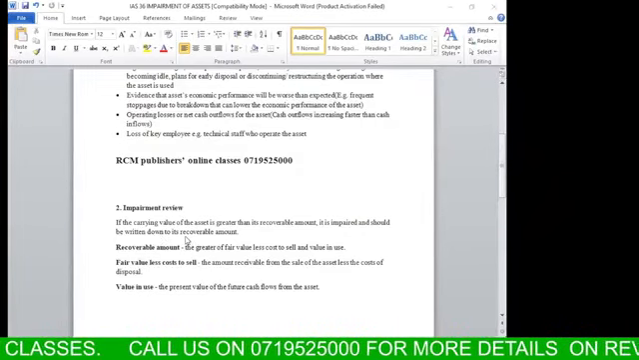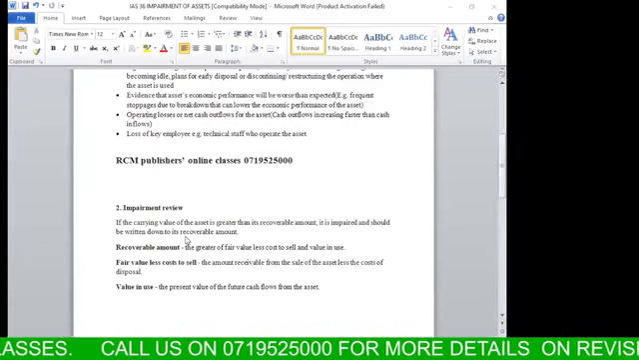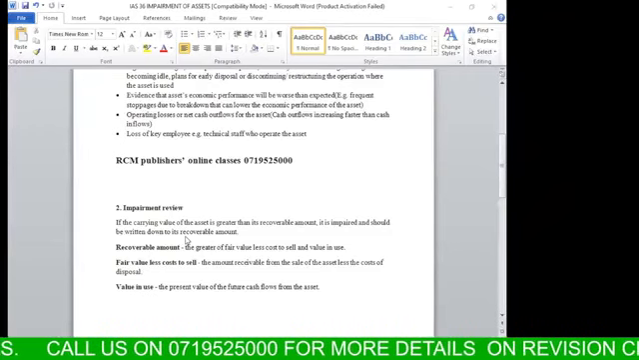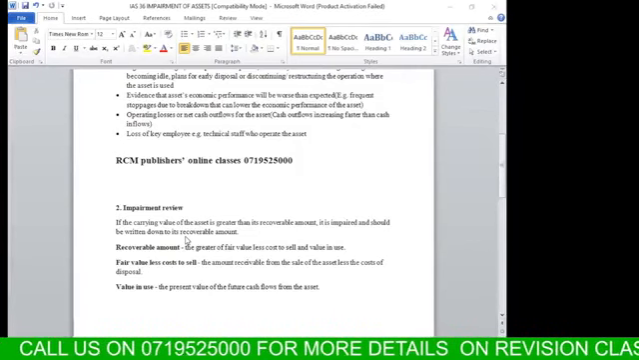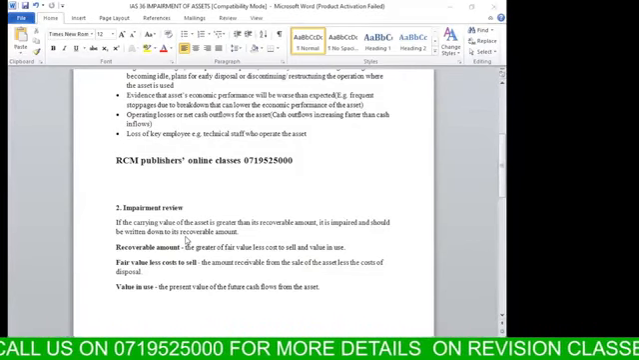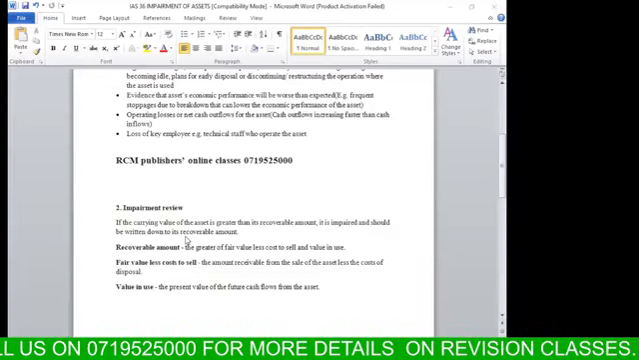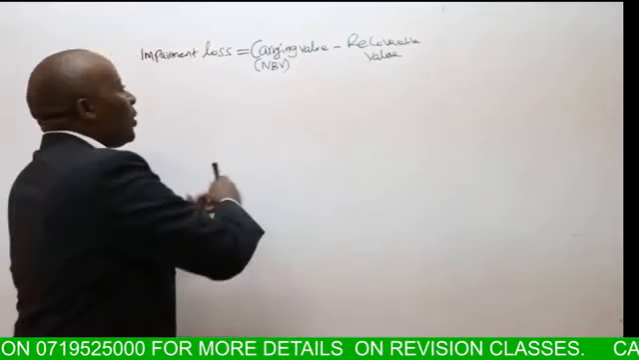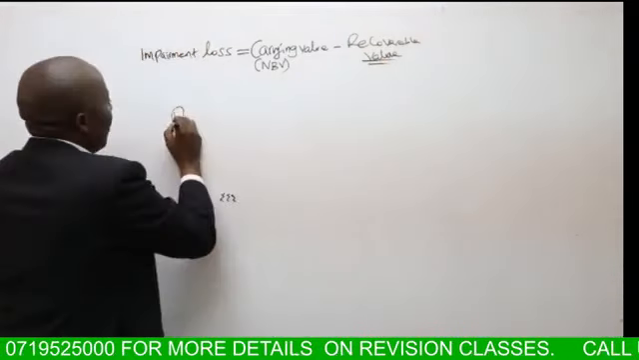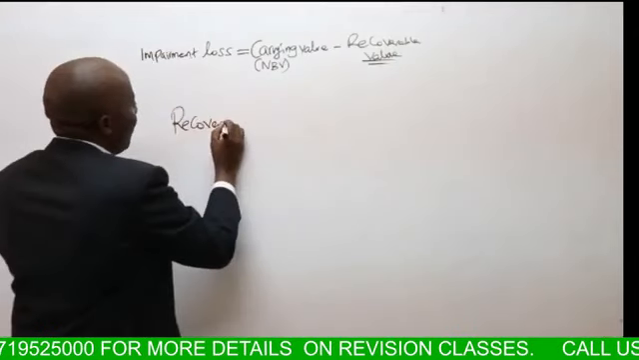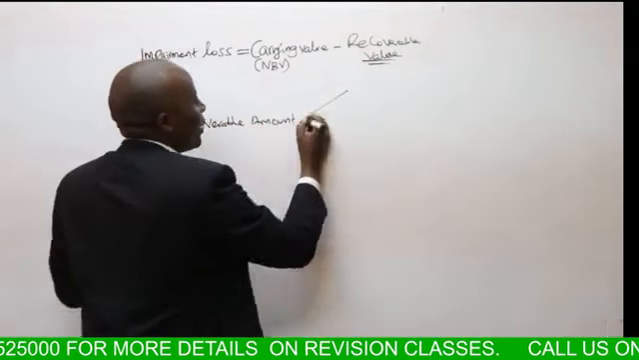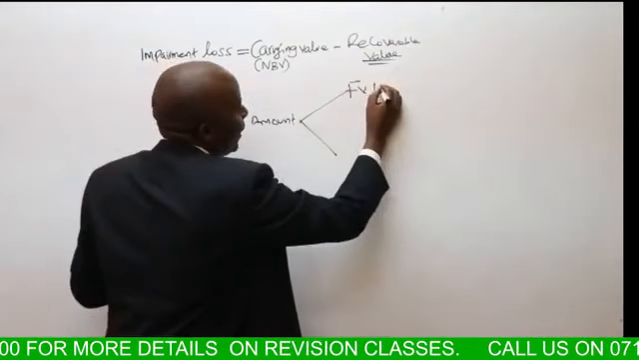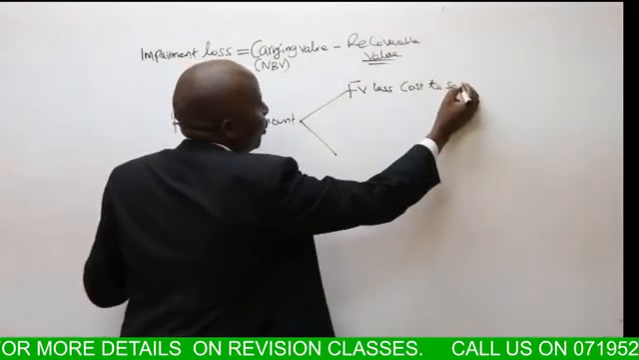I'm repeating again that if the carrying value of the asset is greater than what you are able to recover from this particular asset, then that asset is impaired. So what is recoverable amount? It is the greater of fair value less cost to sell and the value in use. Anytime they talk about recoverable amount, always think about two things. Which things are these? Number one, fair value less cost to sell.